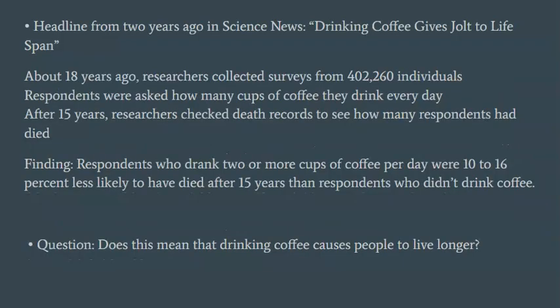All right, one more example here. There was a headline in a newspaper or a magazine a couple years ago that said, drinking coffee gives jolt to lifespan. So about 18 years ago, researchers collected surveys from 402,260 individuals, and respondents were asked how many cups of coffee they drank each day. And after 15 years, researchers checked the death records to see how many of those respondents had died.